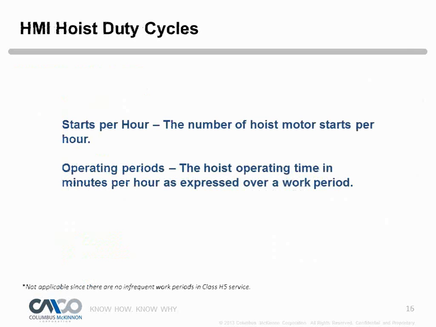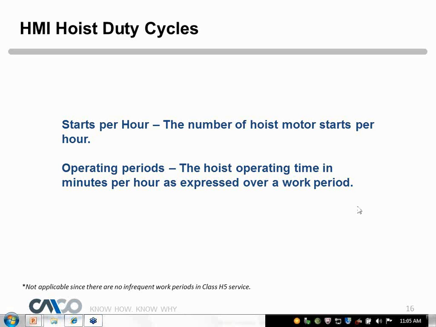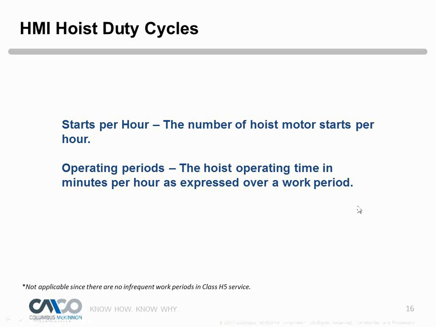So let's get into duty cycles of a hoist. We want to know how many starts per hour. Sometimes this information is tough to gather, but it's the number of hoist motor starts per hour. Then the hoist operating time: how long is it going to be on per hour? That's expressed over a period of work, and I'm going to go into some examples of that. If that doesn't quite make sense, it will by the end of this presentation.